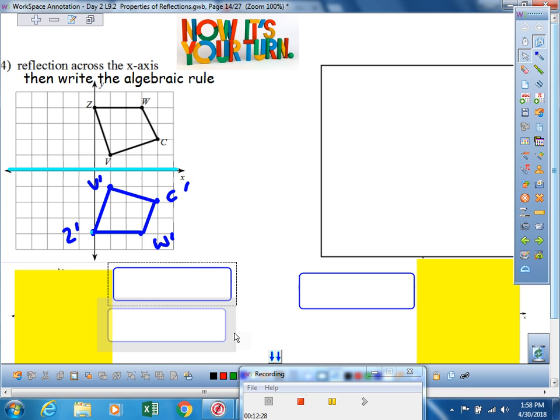Why didn't we reflect over there? Because it asked us to reflect across the x-axis. I don't put the directions on there so you don't work ahead. These are your directions, right? I don't put them on there because otherwise you'll work ahead. Yeah, I know you guys.